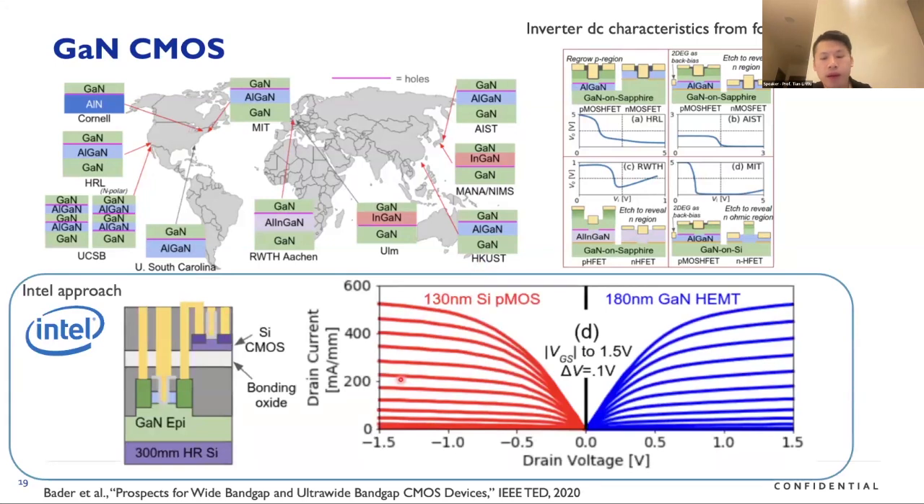And also, several years ago, Intel demonstrated another approach by using the silicon CMOS bonding with the gallium nitride. You can see this is fabricated on the 300 millimeter gallium nitride HEMT epitaxy, and then another silicon CMOS is bonded on top of the GaN HEMT. In this case, we can realize the current capability for the GaN HEMT and the PMOS can be very similar, and that's good for the CMOS operation.